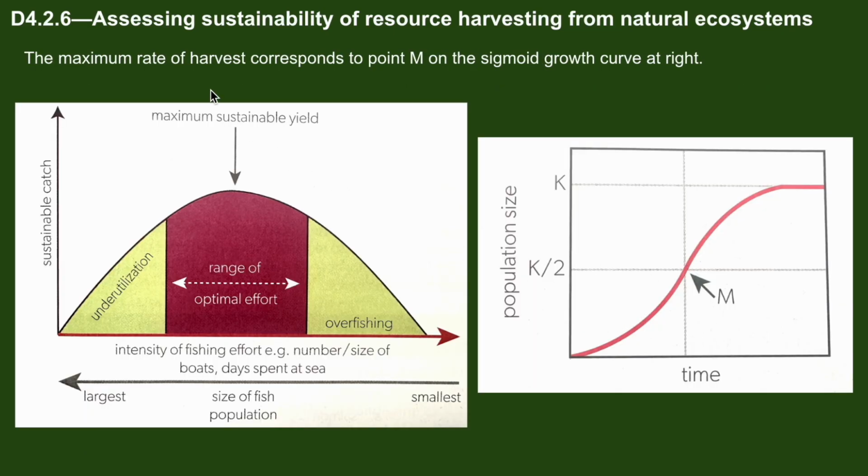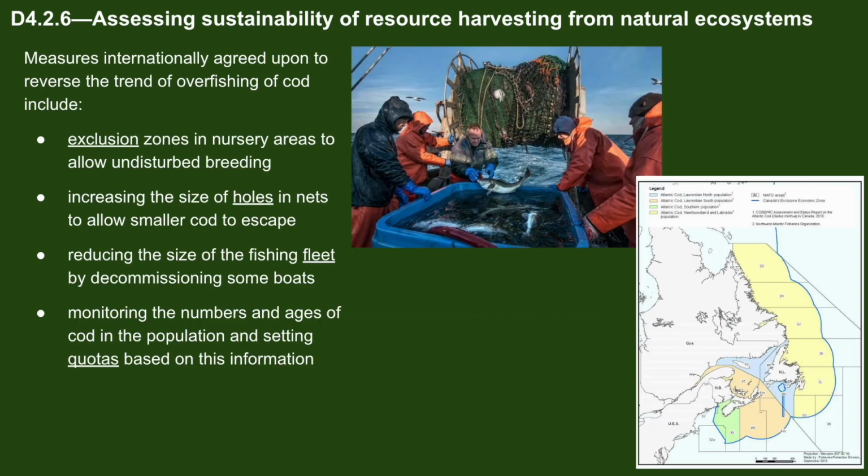So the maximum rate of harvest corresponds to this M right here. You can see this is where we have the steepest part of this sigmoidal curve. So this is how much harvesting we can do that's going to allow for that population to continue to grow at its fastest rate without overfishing. So what are some measures internationally agreed upon to reverse the trend of overfishing of cod?